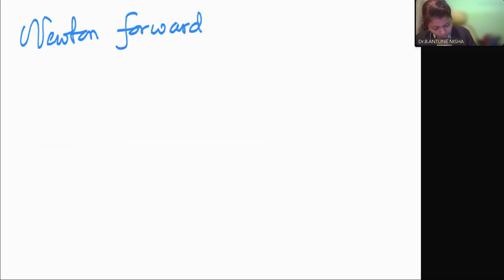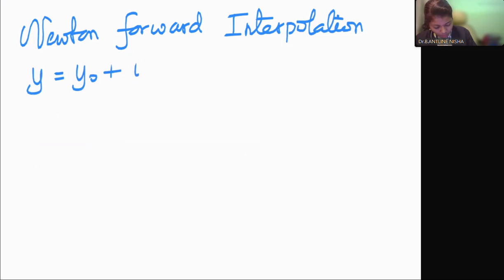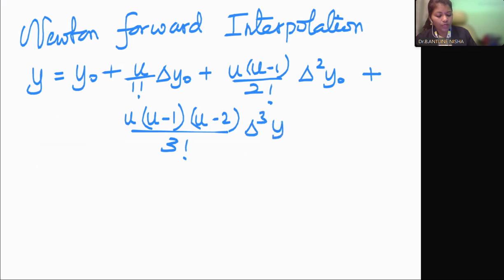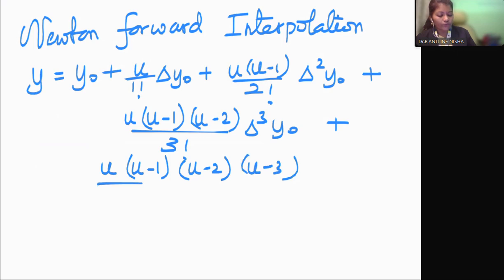Newton forward interpolation. y is equal to y naught plus u by 1 factorial into delta y naught, plus u into u minus 1 divided by 2 factorial into delta square y naught, plus u into u minus 1 into u minus 2 divided by 3 factorial into delta cube y naught, plus u into u minus 1, u minus 2, u minus 3 divided by 4 factorial into delta power 4 y naught, plus etc. It goes on. Next we should know what is u.